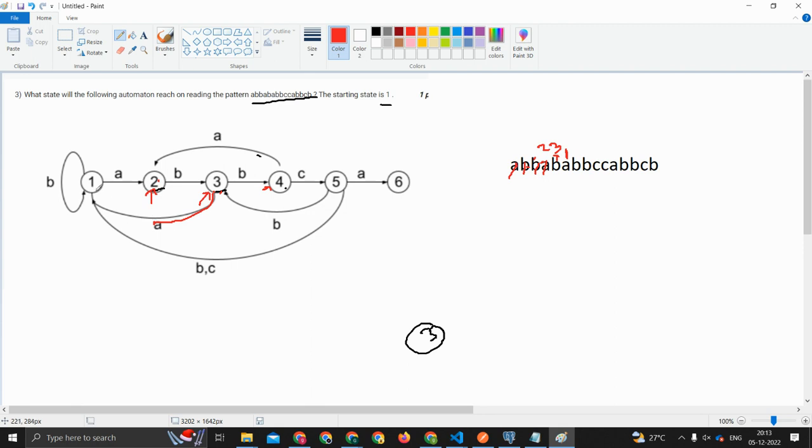Okay. So from here you have a B. What does it do? It's just a loop to itself. See this. Now your pointer is here. So you travel back and then you're looping. Correct. You're looping it.